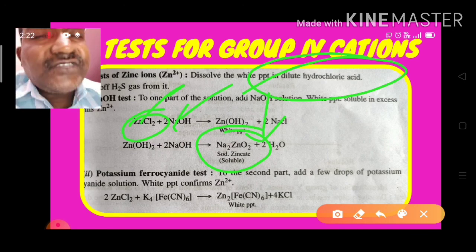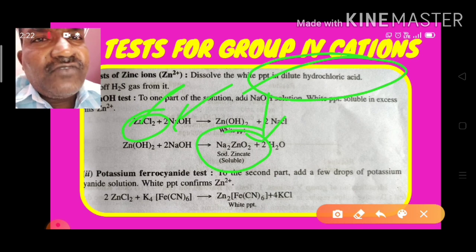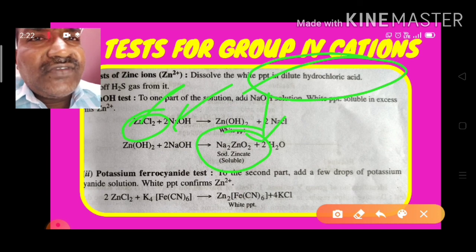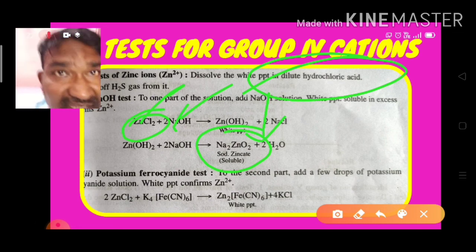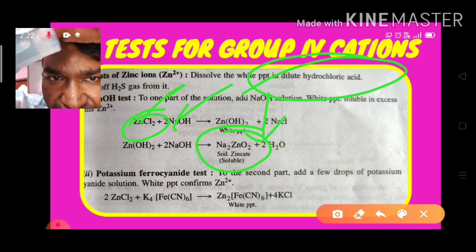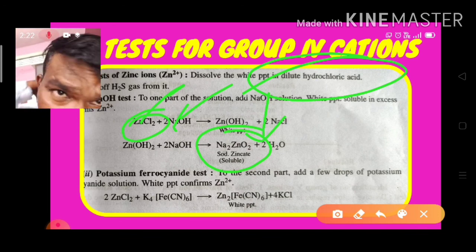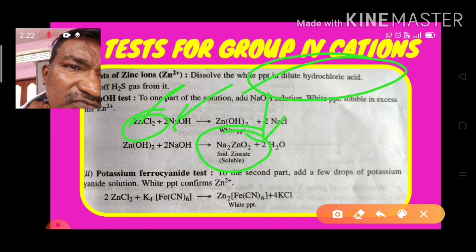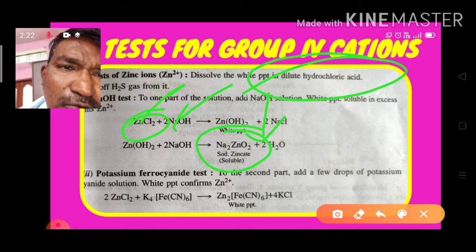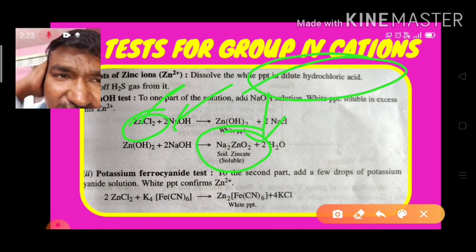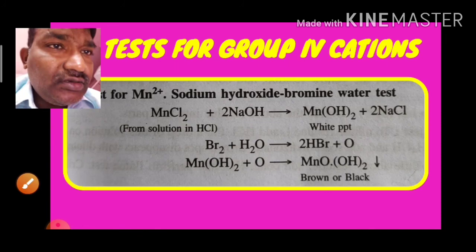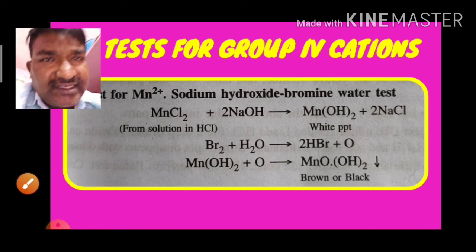Both these ions form white color precipitate when a small amount of NaOH is added. Then whenever we add excess NaOH, those precipitates dissolve and form aluminates and zincates. One more test for the zinc ions is the potassium ferrocyanide test. Whenever potassium ferrocyanide is added to the zinc chloride solution, we get a white color precipitate, that is zinc ferrocyanide. The manganese ions are identified by using the sodium hydroxide solution.